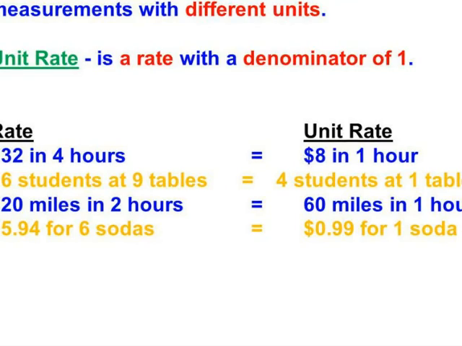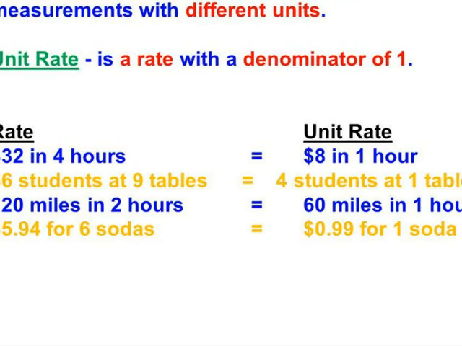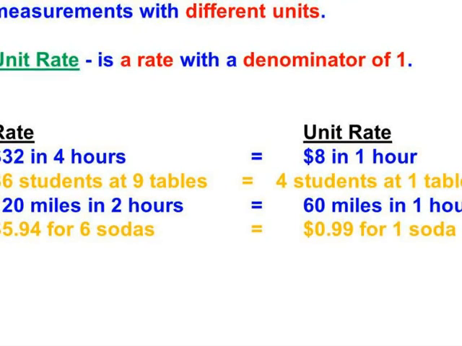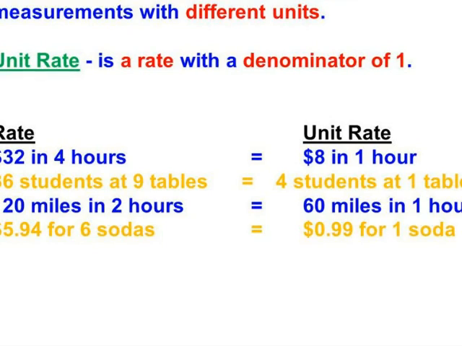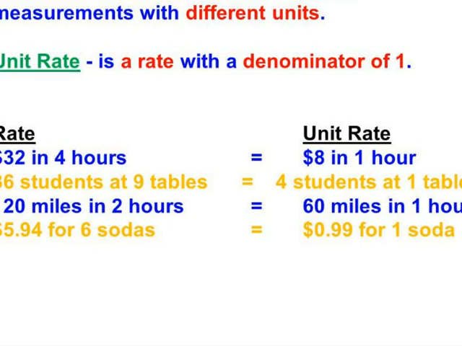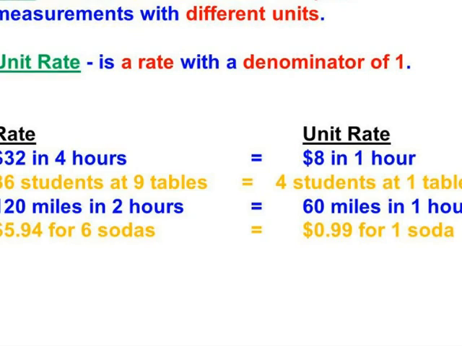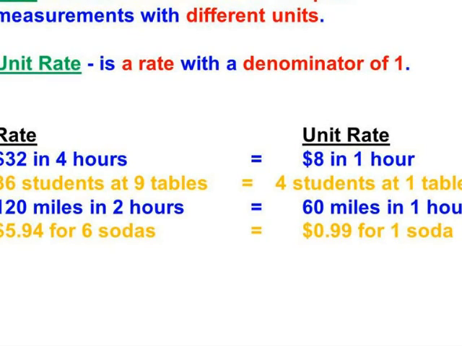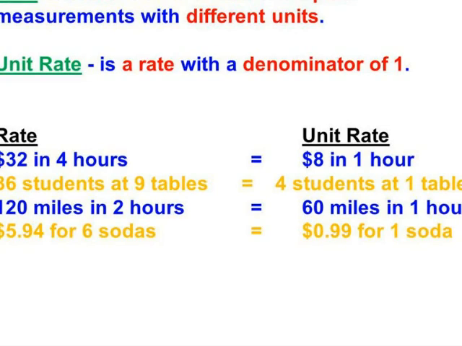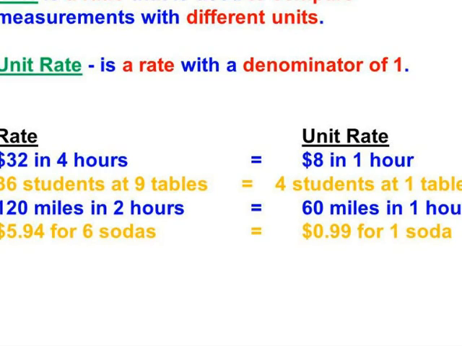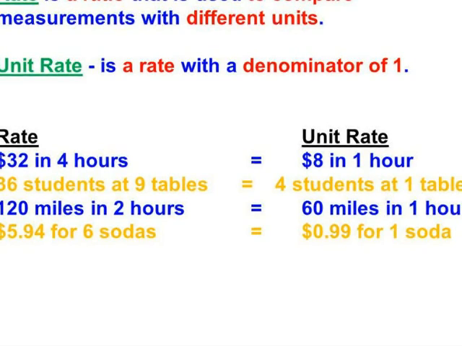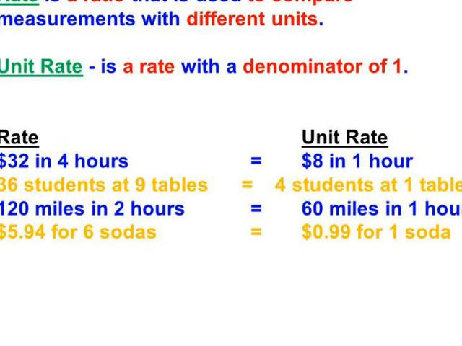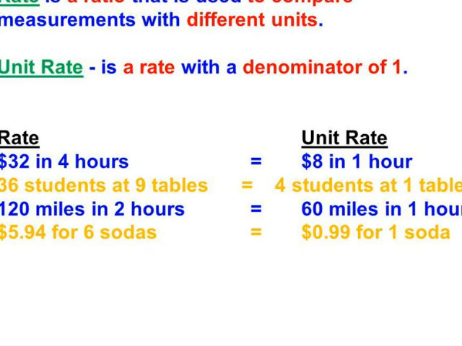Let's take a look at the next one. 36 students at 9 tables. Okay, that's a rate. Students, then tables. Two different units. But in order to make it a unit rate, I need to divide 9 into 9 to get 1. And then I say 9 into 36 to get 4. So now the unit rate is 4 students for 1 table. All right, let's take a look at another example.